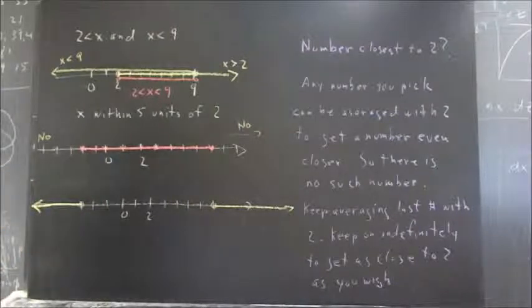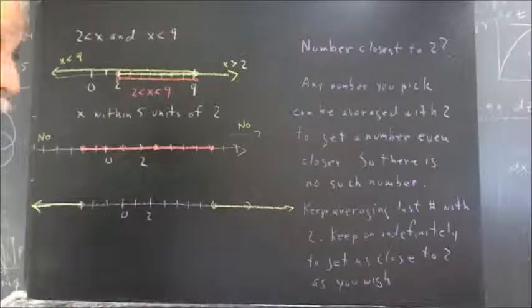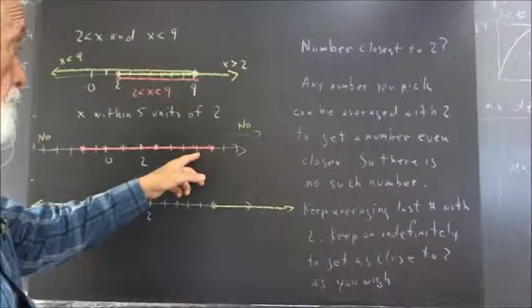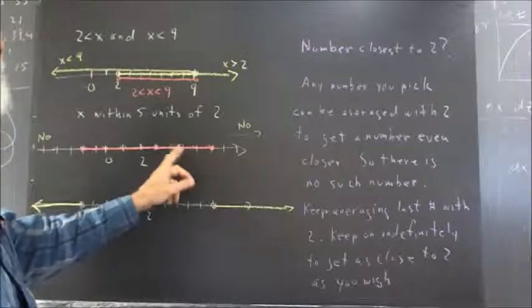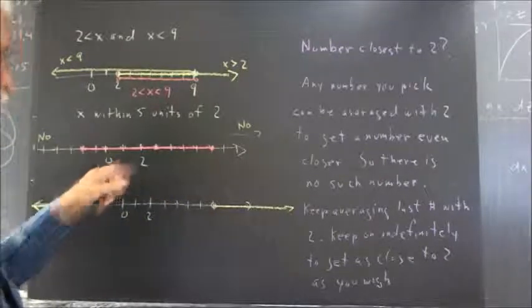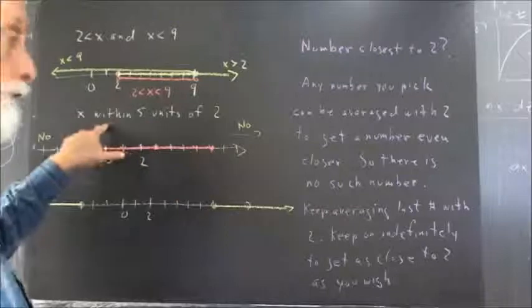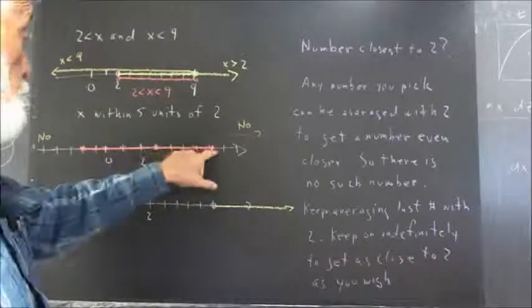Okay, another question. X is within 5 units of 2. Where are some points where that's true and where are some points where it's false? Well, somebody said 3. Okay, yeah, 3 is only 1 unit from 2, so it's within 5 units of 2. And 5 is within 3 units of 2. So any number up to, and possibly including 7, depending on how you interpret the word within, which is not really a mathematical term, is going to be within 5 units.